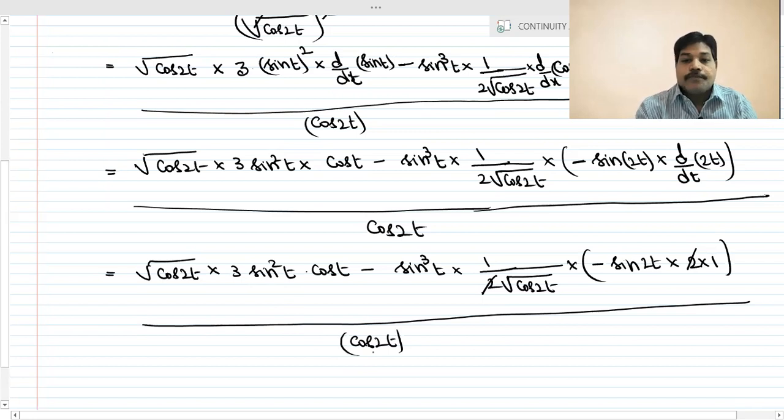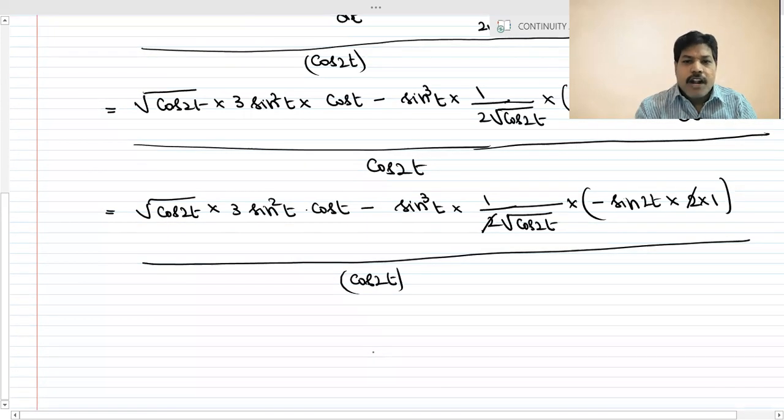So see that one. In the next step, what I am going to take here in the denominator is root cos 2t. I will take that root cos 2t as the LCM. So what happens? See that one carefully. So here root cos 2t into root cos 2t. You can understand this step here. So you have to understand this one. If you multiply this, what happens? Root cos 2t into root cos 2t.